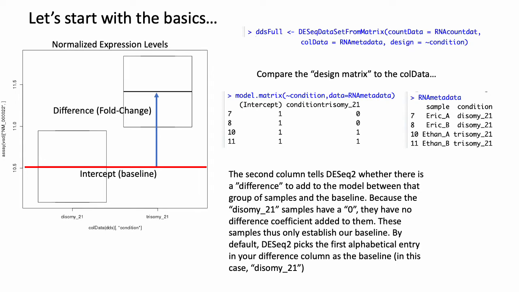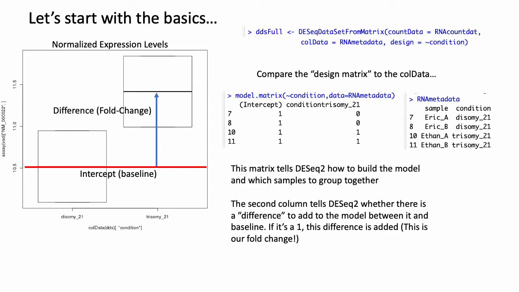By default, DESeq2 picks the first alphabetical entry in your column as the baseline samples. In this case, that's disomy 21. You can manually assign the baseline by reorganizing your samples using the relevel function in R.